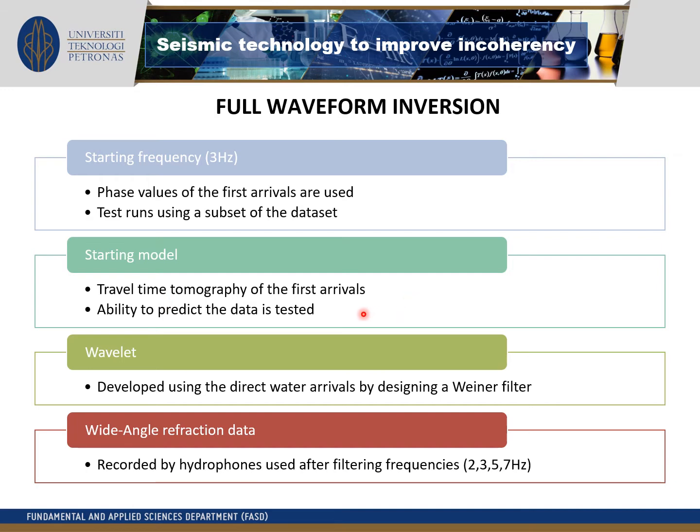The ability to predict the data is tested, and also the wavelet is developed using the direct water arrivals by designing a Wiener filter. And lastly, wide-angle refraction data recorded by hydrophones is used after filtering frequencies. And for these, the recommended frequencies range from around 2 to 7 Hz.